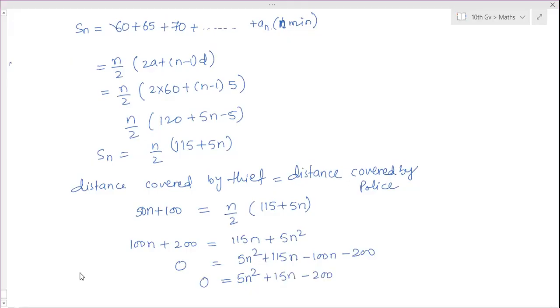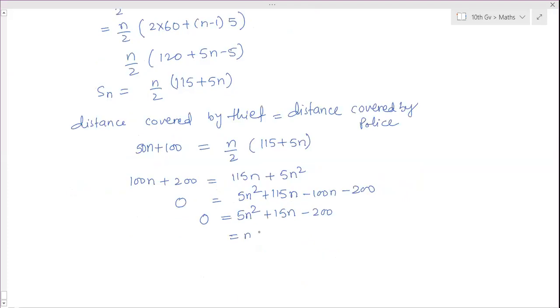Everything is divisible by 5. Dividing, n square plus 3n minus 40 is equal to 0. We have to solve this quadratic equation. The middle terms are 8 and 5, so n plus 8 and n minus 5 is equal to 0. So n is equal to minus 8 or n is equal to 5. Time cannot be negative.